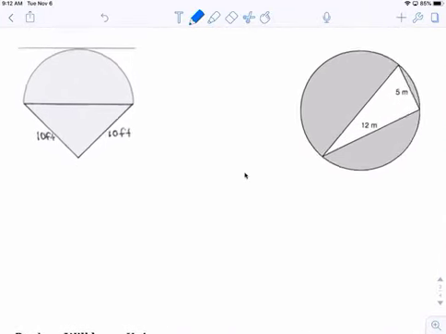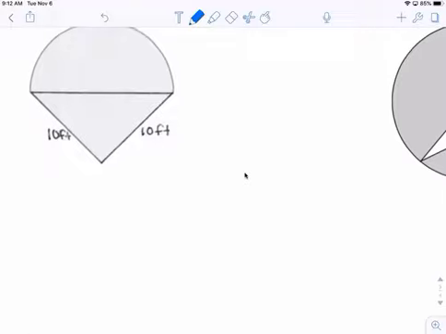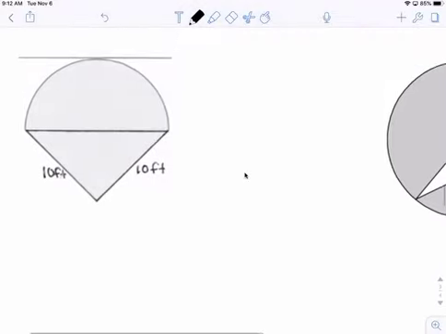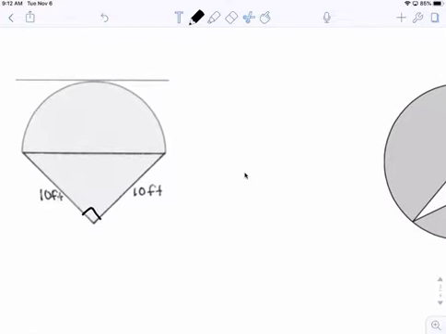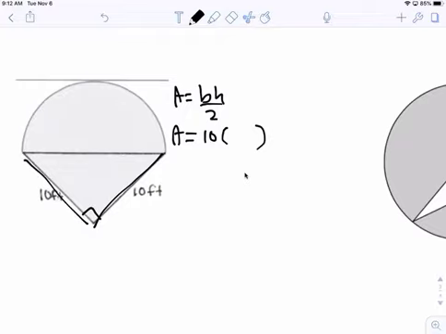Now this one here, area of the shaded region, we're going to add these. So let's do the triangle first. The triangle's area is base times height divided by 2. Area is the base, 10, times the height, which is 10, divided by 2. Area is 50 feet squared.